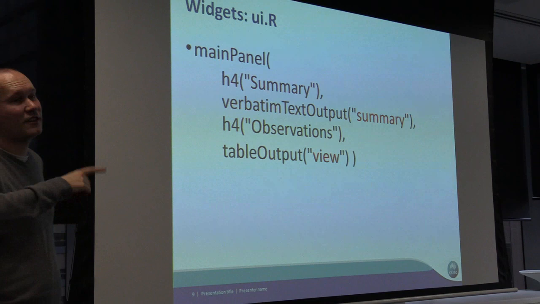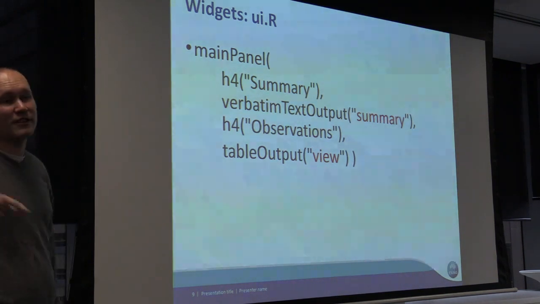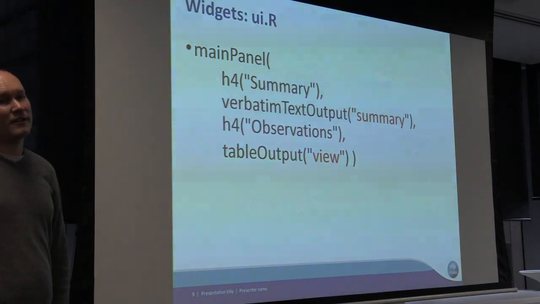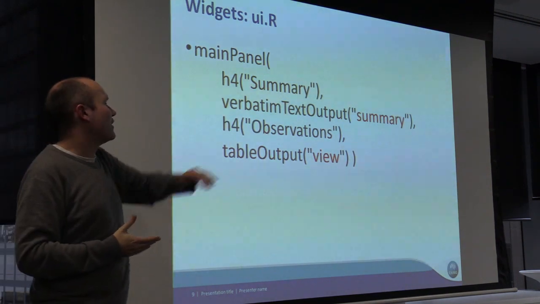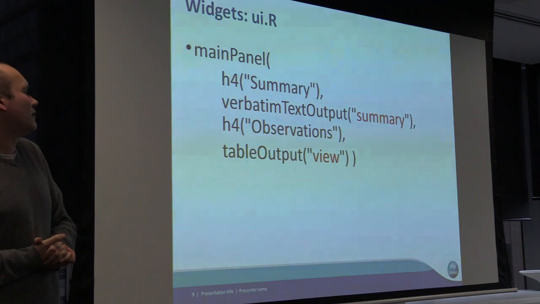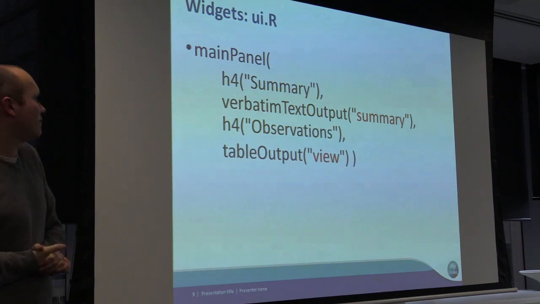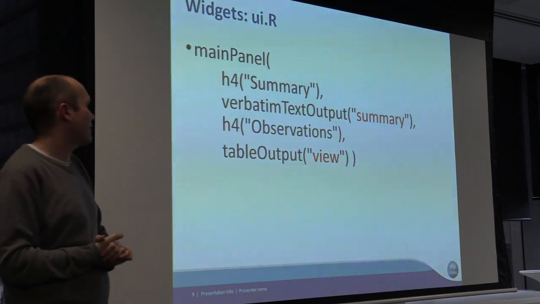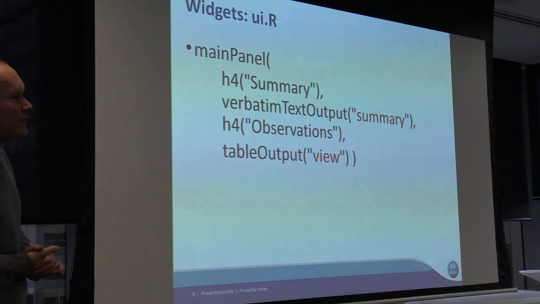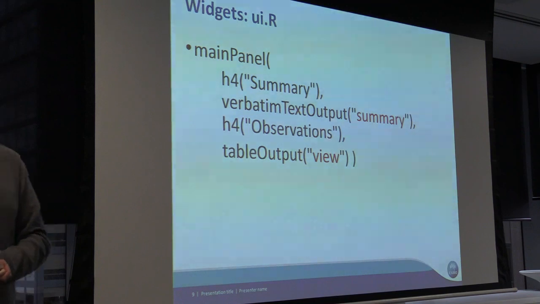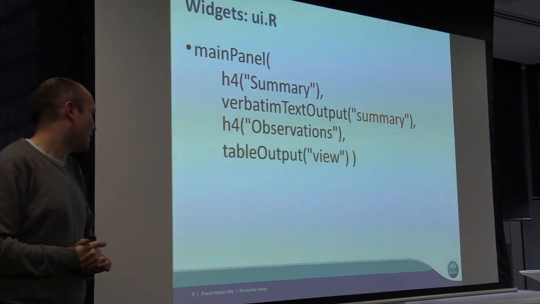So in this case, in the server file, we're going to use the summary function to get summary output. We've called the identifier, or the ID, summary for that reason, but again, you can call it whatever you like. Verbatim text output literally just puts the output of the R function onto the web application.